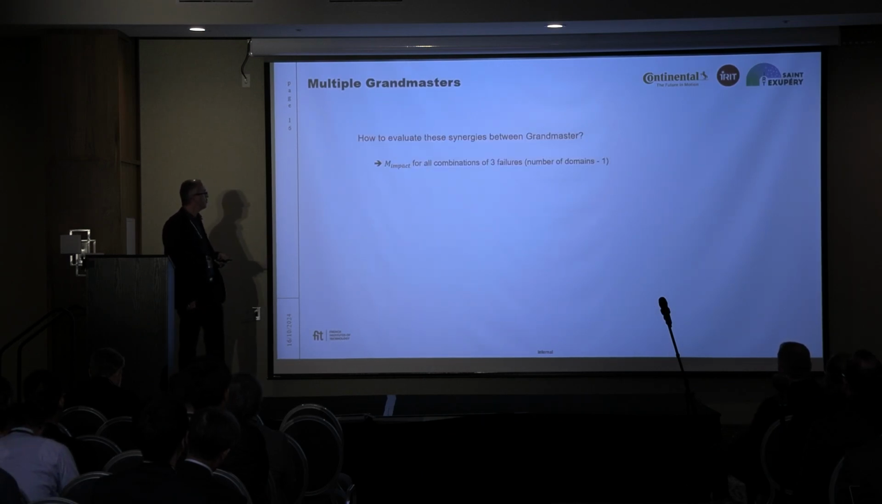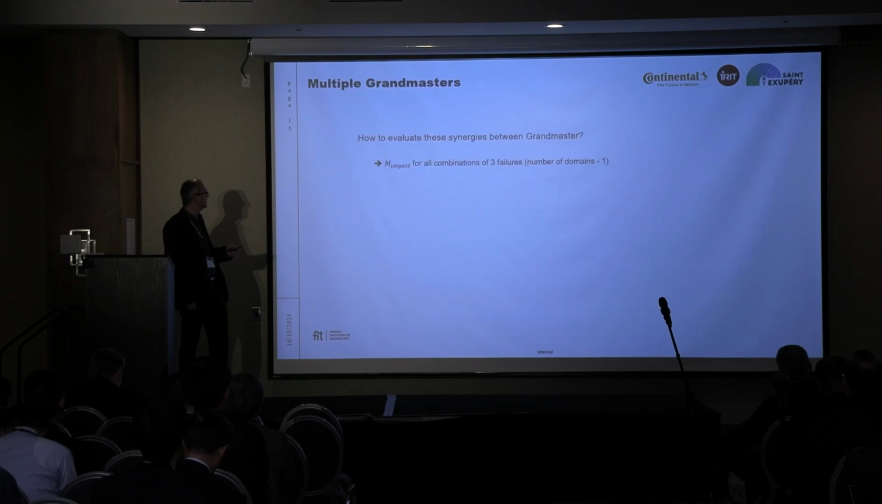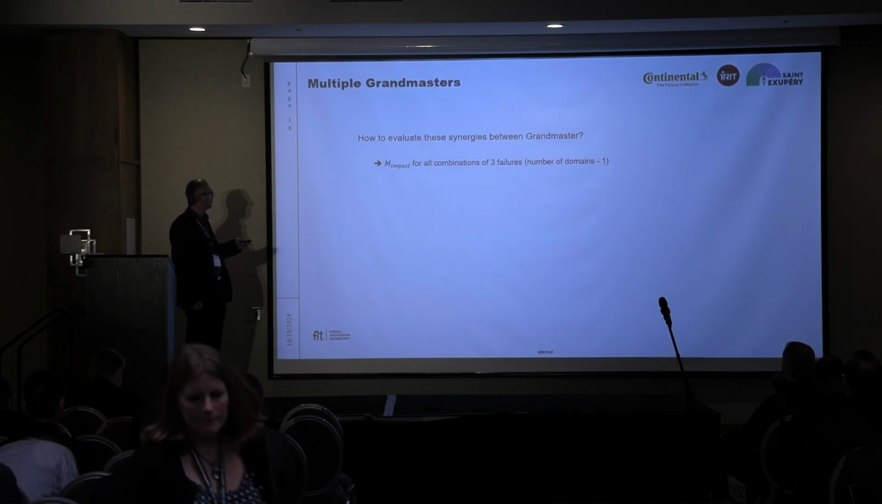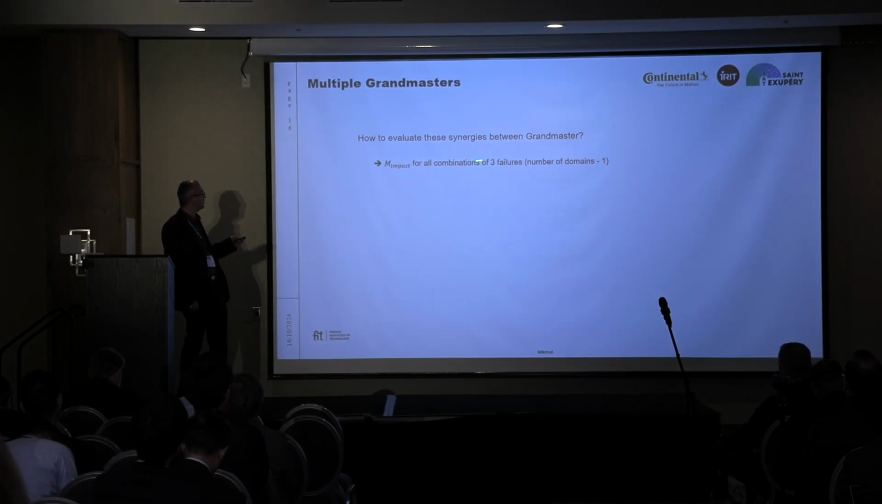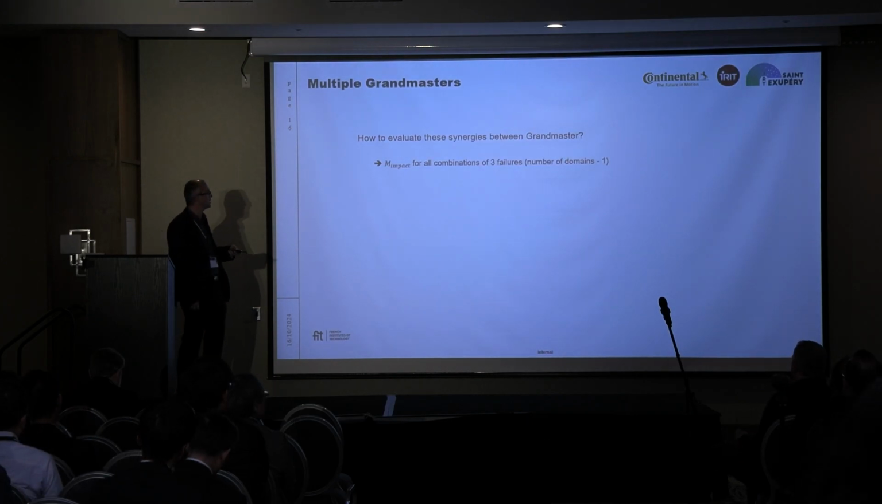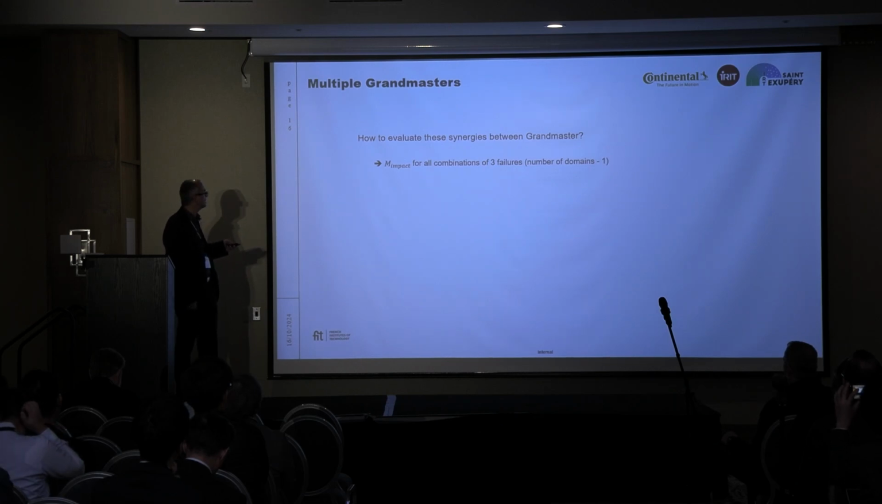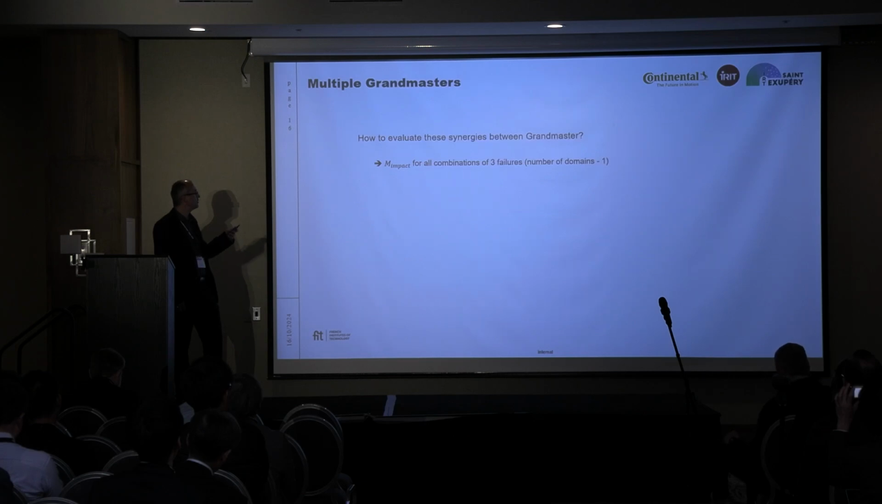And to find that out and to ensure that we get something like that and not something like that, we do the impact calculation as shown before for all. It's a little complicated combination of three failures, or I should say n minus 1 failures depending on the number of domains which you look at. So we have 4 domains in total with 2 Grandmasters, meaning we look at 3 failures. And the least impact score we get is the trees which we should look at.